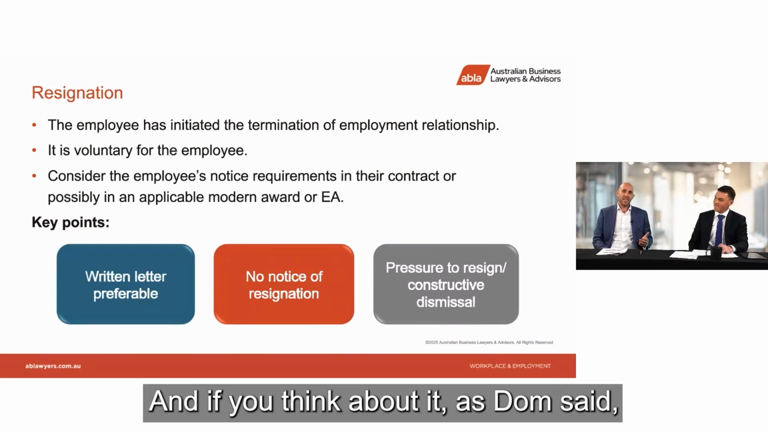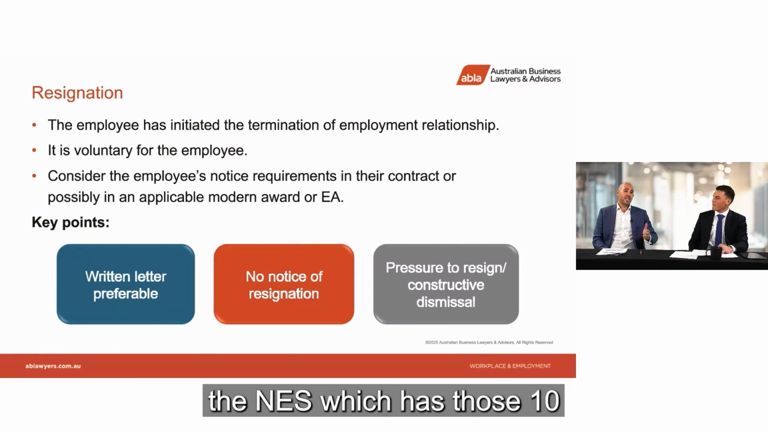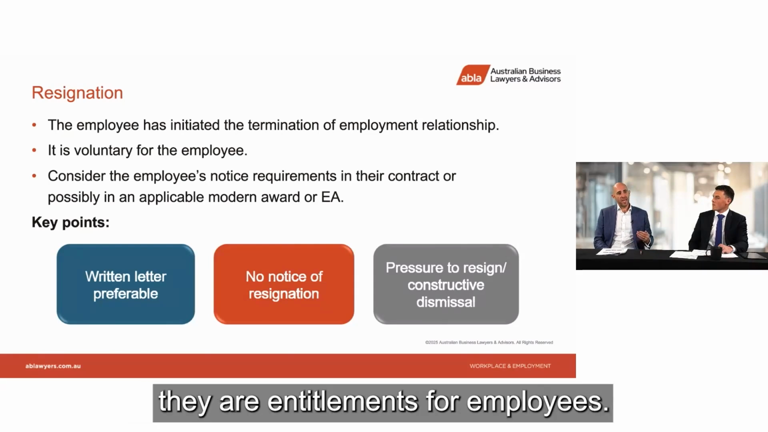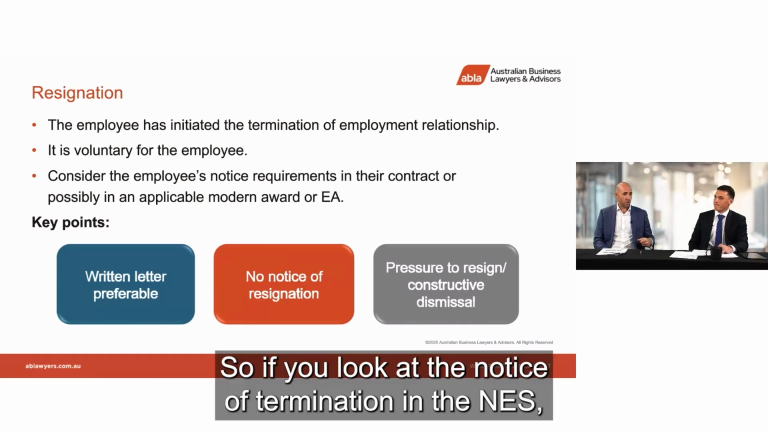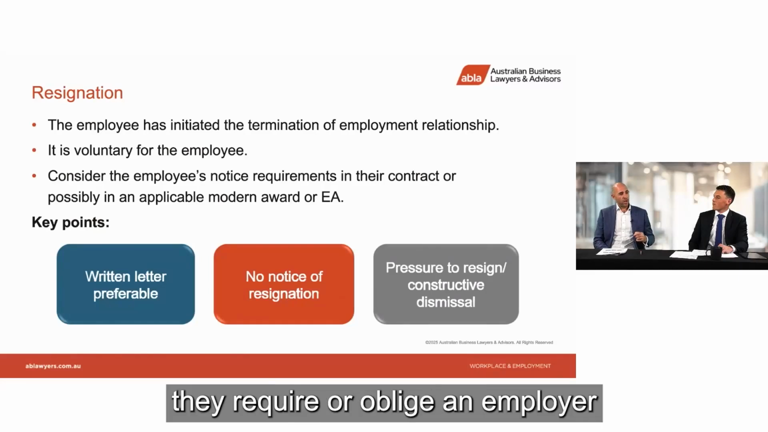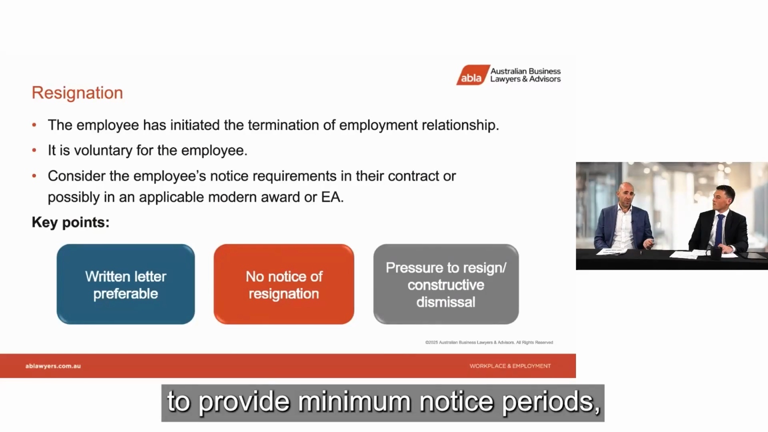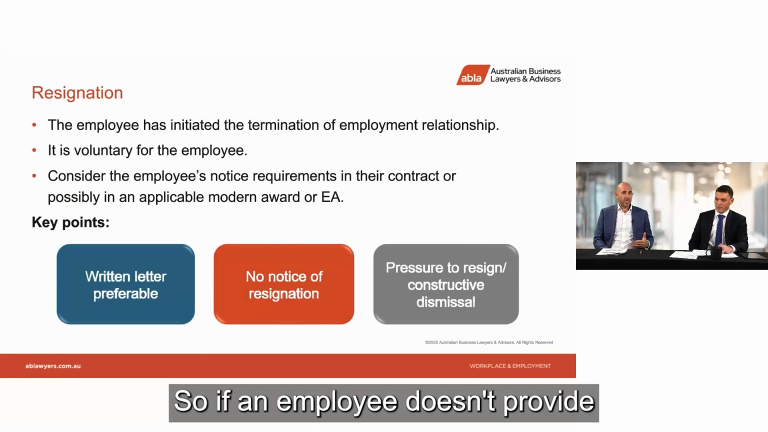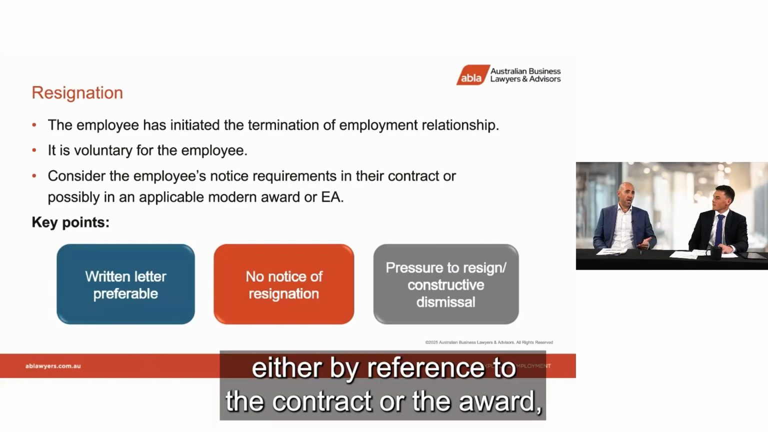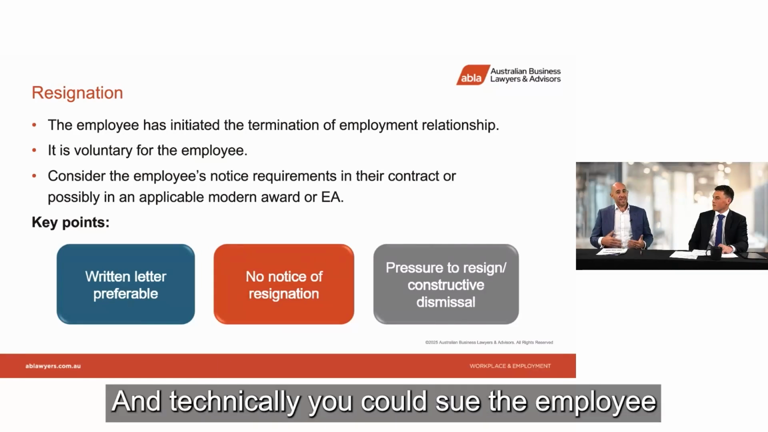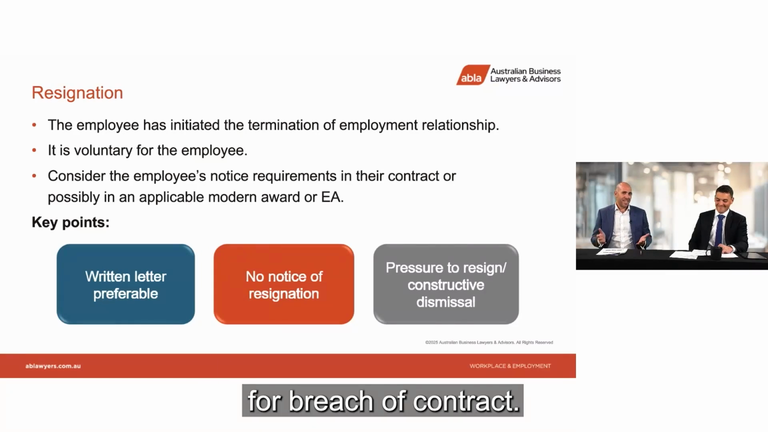If you think about it, as Dom said, the NES, which has those 10 or probably now 12 minimum entitlements, they are entitlements for employees. The notice of termination provisions in the NES oblige an employer to provide minimum notice periods, but there's no reciprocal obligation on the employee. So if an employee doesn't provide the relevant notice period, either by reference to the contract or the award, technically that employee is in breach of contract, and you could sue the employee for breach of contract.